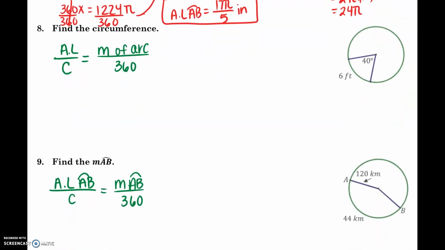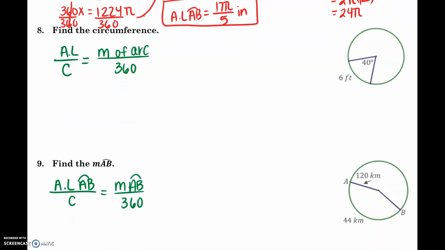Next, we want to find the exact circumference of the circle. So a little different here. Instead of using x for the arc length, we're going to use x for the circumference. So here they tell us that the arc length is 6 feet. So I'm going to have 6 over x, because we're solving for circumference, is equal to the measure of the arc, which is equal to the central angle, 40 degrees. So the measure equals 40 degrees, and then we have over 360 degrees. So now we can cross multiply and solve.